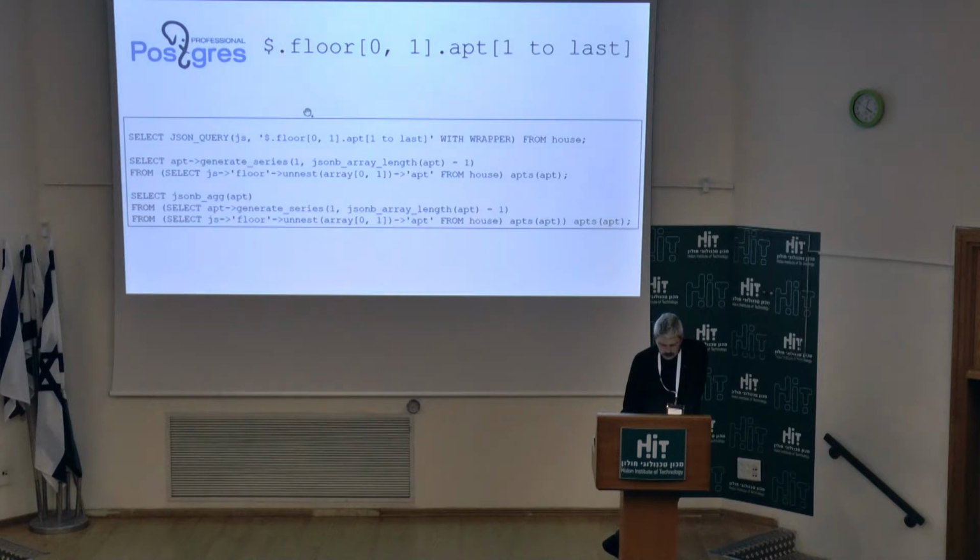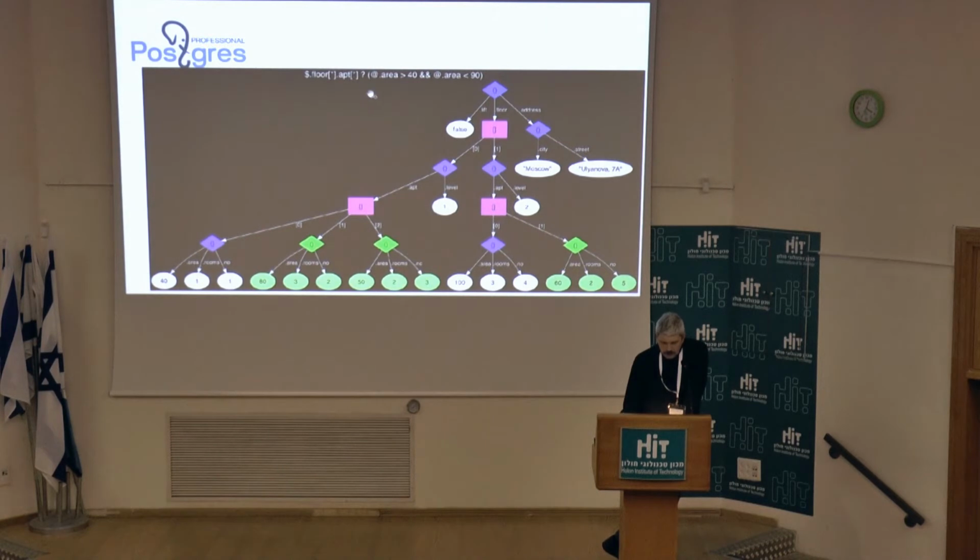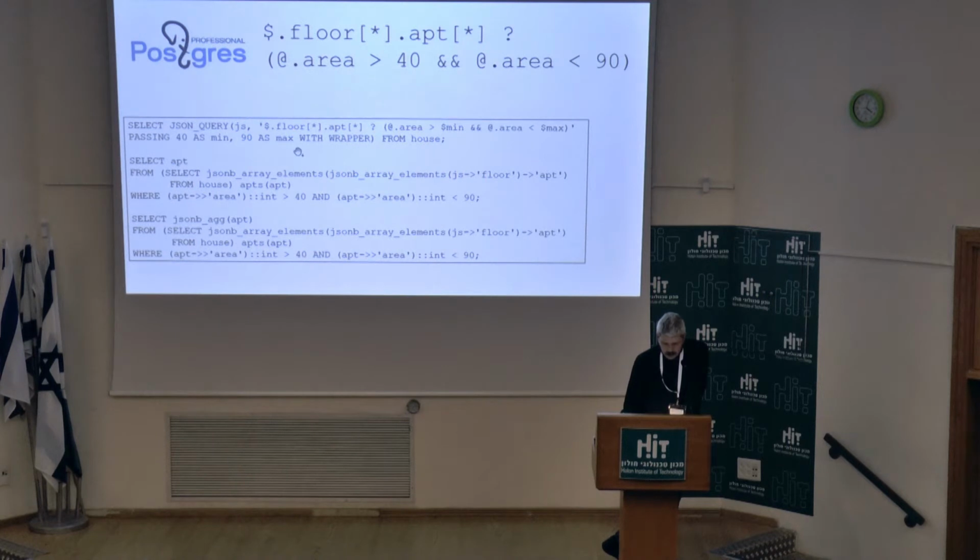So this is an example of how to write this query. You see there are some new constructions with wrapper. What is it? It's a complicated thing. Maybe we will touch it today. And then the filtering expression: we apply a filter of the apartments with some specified area. This is the query.